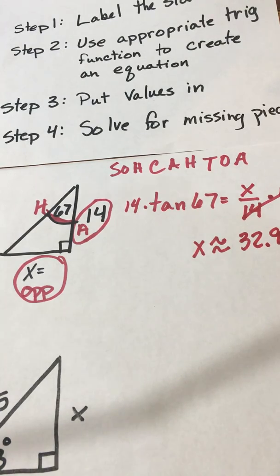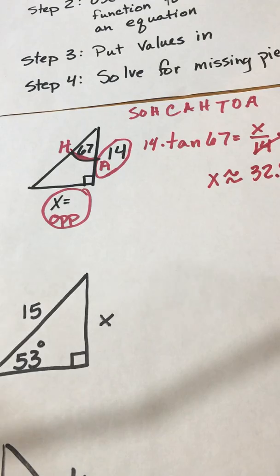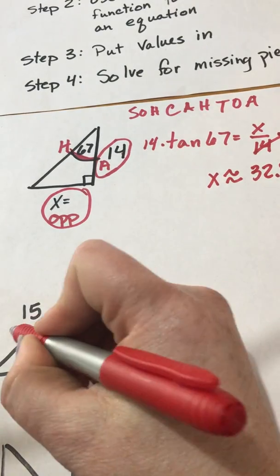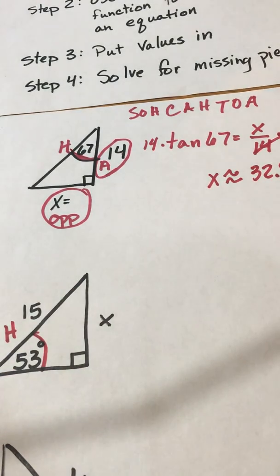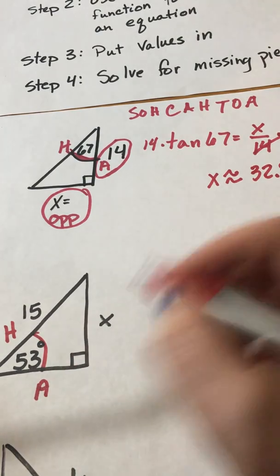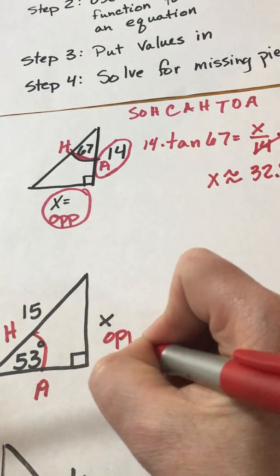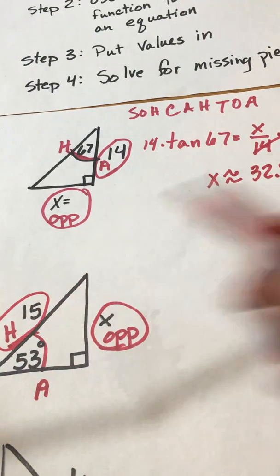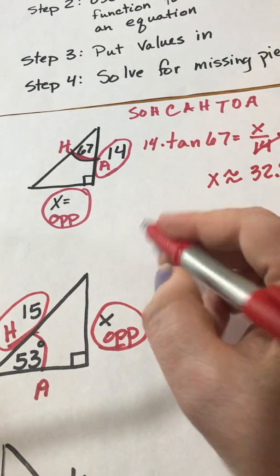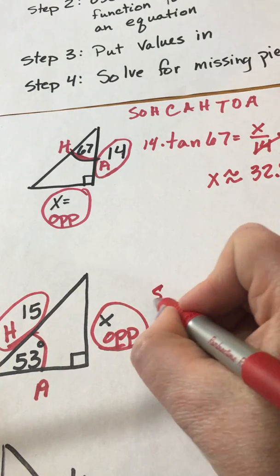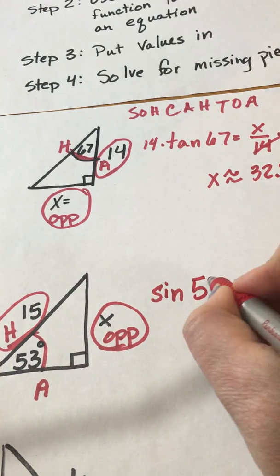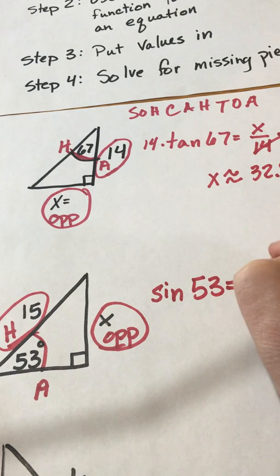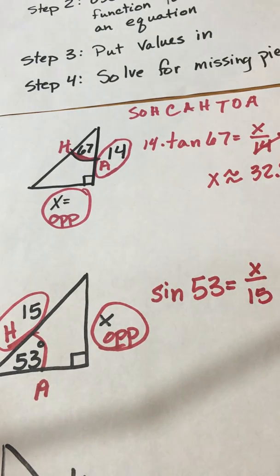Okay, so we'll do another one real quick. This time the angle's down here, my H is 15, my A is down here, leaving me my OPP here. What am I missing? I'm missing the OPP, but I'm given the H. So O and H, that'll be sine. So I'll say sine of 53 degrees is equal to X over 15.